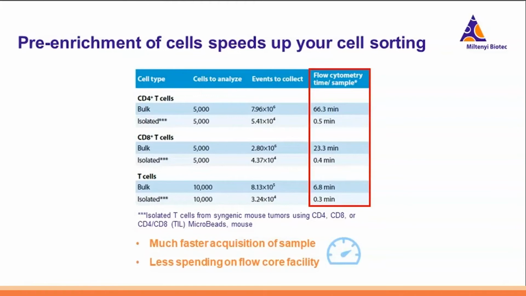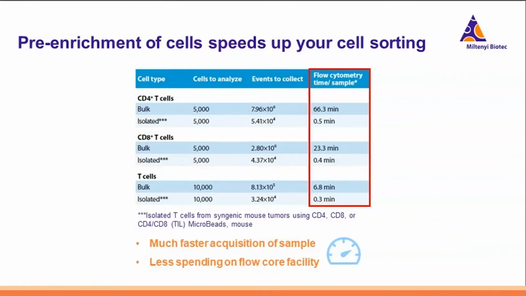In the table, you can see the flow cytometry time per sample required to acquire a specific number of TIL populations from the bulk of the sample or after pre-enrichment of the cells, in this case using TIL MicroBeads. If we take a look at the CD4 positive T cells, for instance, for this particular sample, it took around an hour to acquire 5,000 cells. However, it took less than a minute to acquire the same amount of cells from the pre-enriched fraction.